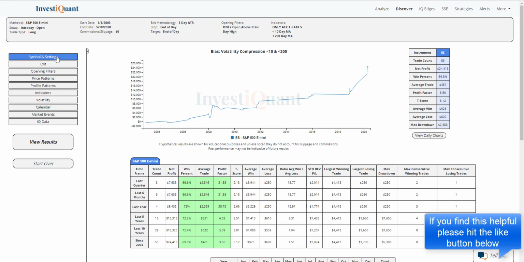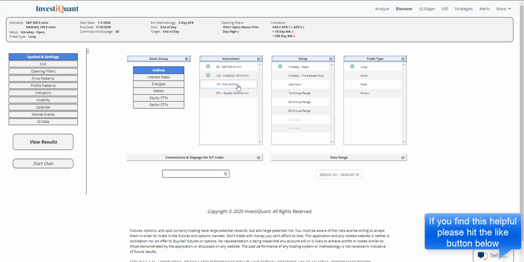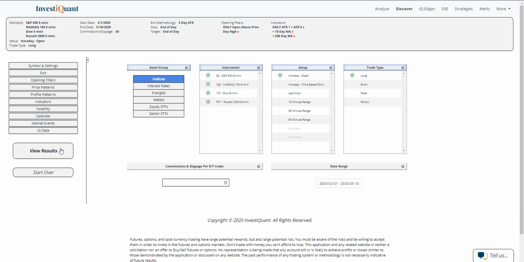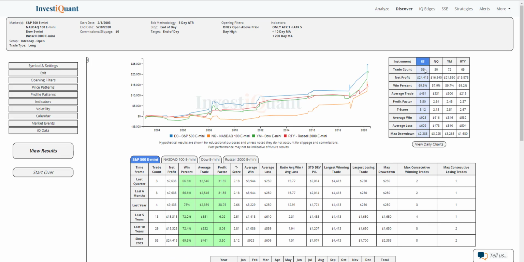Now let me go ahead and add the other instruments. The other instruments are favored as well. ES is one of the stronger ones. Let me click view results here. Here we go. So as you can see, the ES and the Russell are the two stronger instruments. Both of those have win rates at 69%. NASDAQ and YM are coming in the upper 50s.